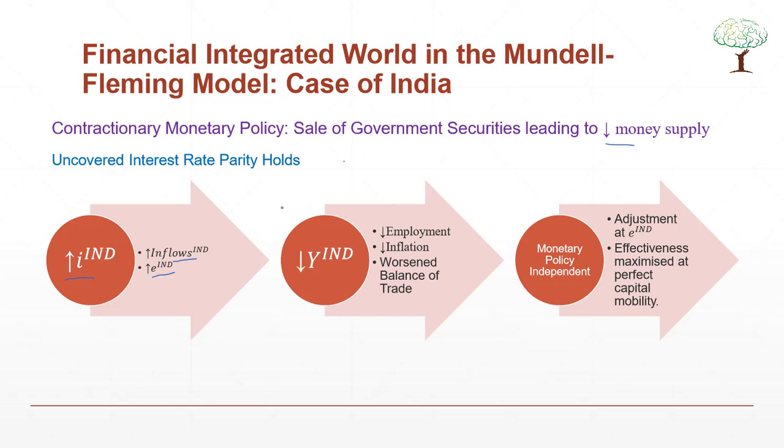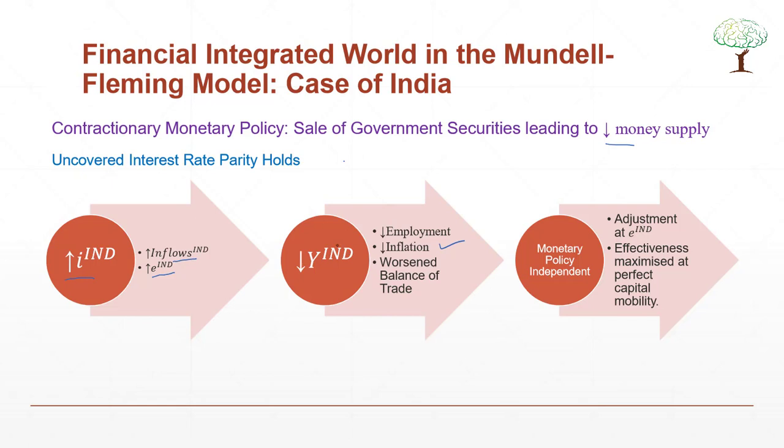But in this example, because you have reduced money supply that is not being reversed, one will have a reduction in employment, a contractionary impact. Inflation will be reduced, which was the intended target.